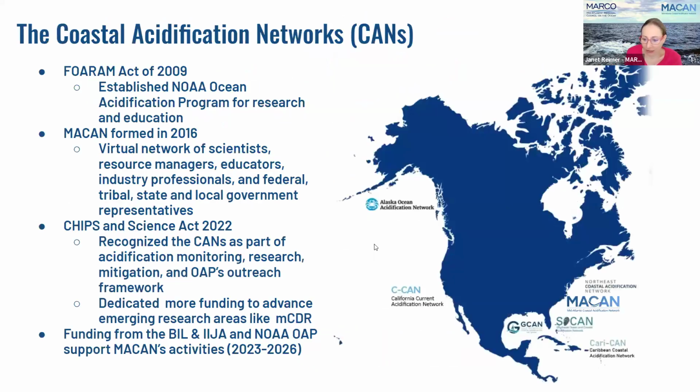So the coastal acidification networks are a federally funded initiative, and there's 7 of them across the United States. They were initially established in 2009 and have gained funding and momentum through different acts of Congress and executive orders. So we're very pleased that such attention has been given to acidification, but it's also important to note that our funding is always contingent on the need for the research.